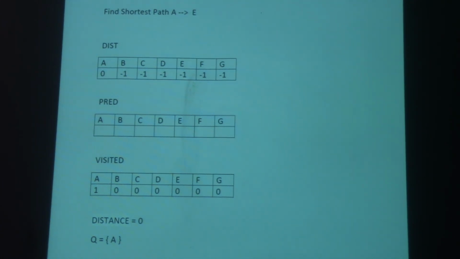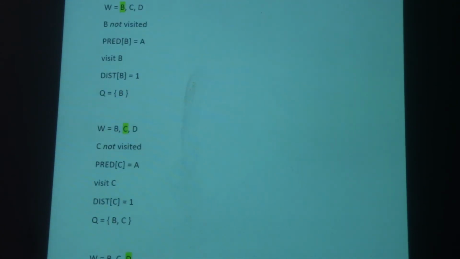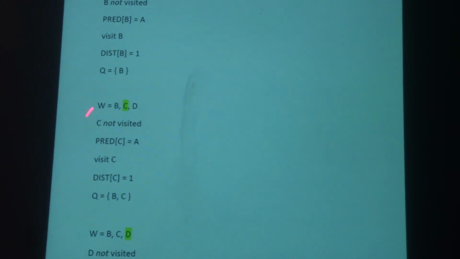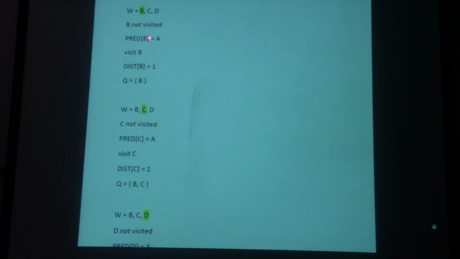And now it's time for us to remove from the queue into the loop. So what's going to happen is V removes A, and the queue becomes empty. And now we're going to iterate over A's neighbors, B, C, D. So W is going to become B first, then C, then D. B is not visited, so set the predecessor of B to A. Visit B. The distance of B is 1. Why 1? Because distance is 0, 0 plus 1, you're 1 away from the vertex V, which is A. So the Q contains B.